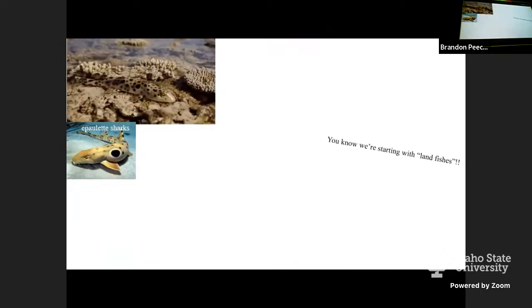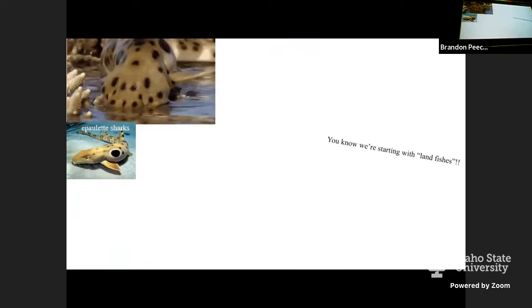I can't get on the land without taking you back to the weirdo fishes. We always have to start with the fishes. Land fishes. So this is a shark, a chondrichthyan, a little epaulette shark. I'll let you make some observations about its locomotion in tide pools.